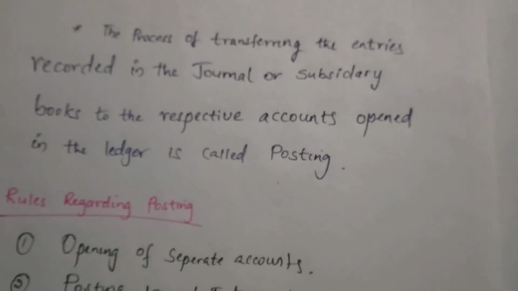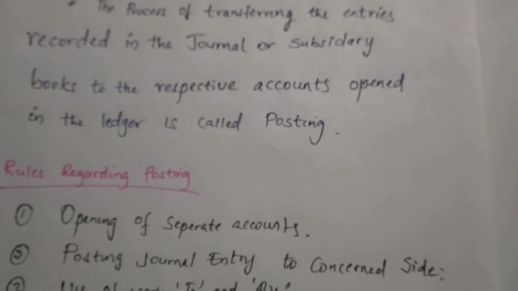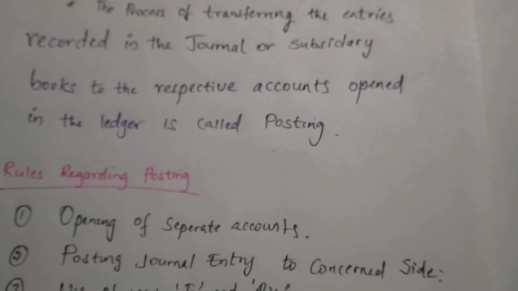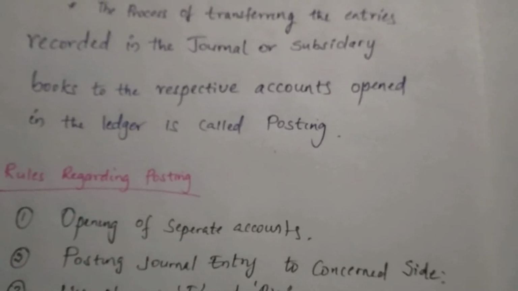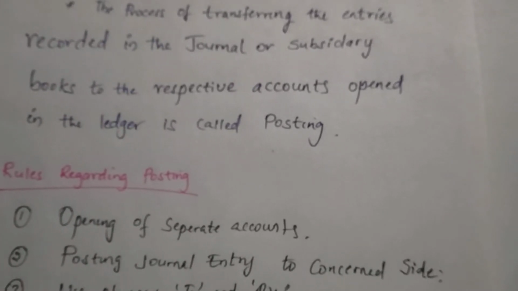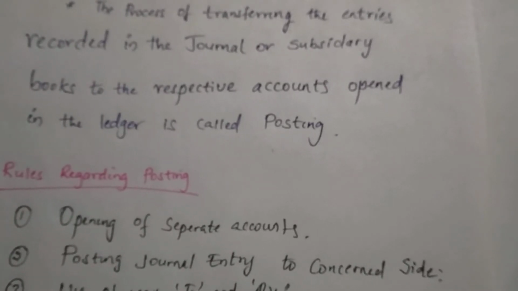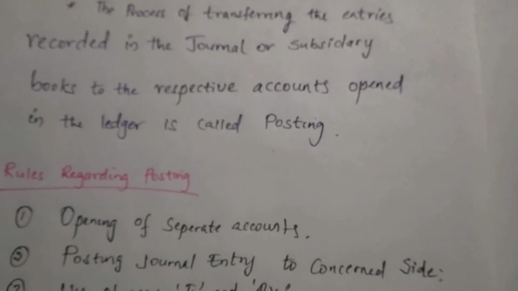The second rule is posting the journal entry to the concerned side. One debit item cannot be transferred to the credit side of a different item. A debit item should be transferred to the debit side and a credit item should be transferred to the credit side itself. You are not supposed to transfer to different sides. So, posting the journal entry to the concerned side.